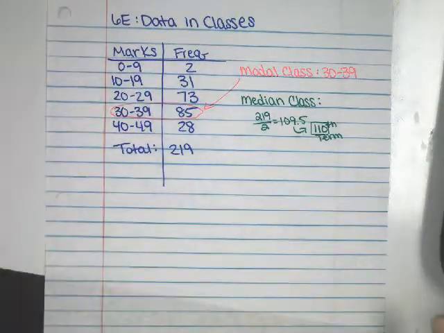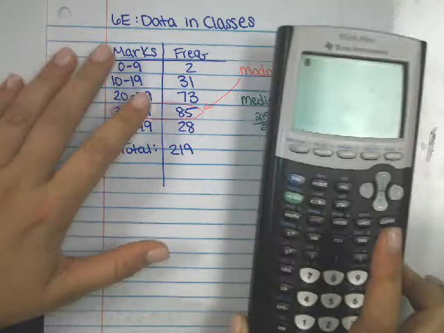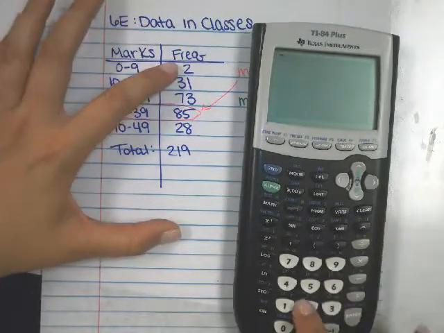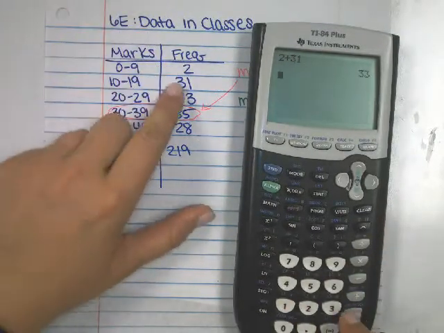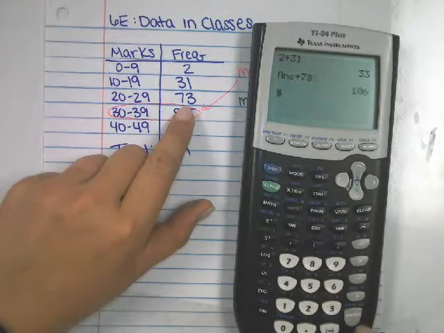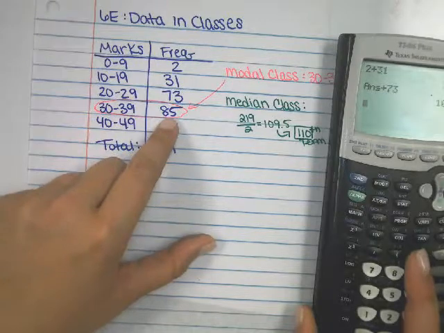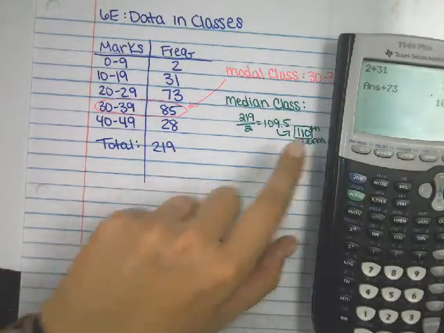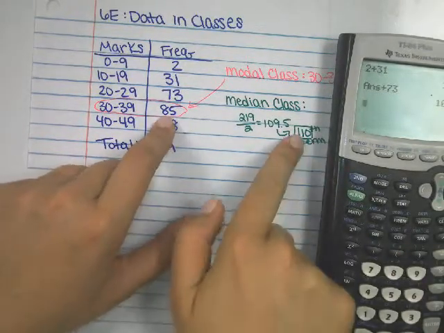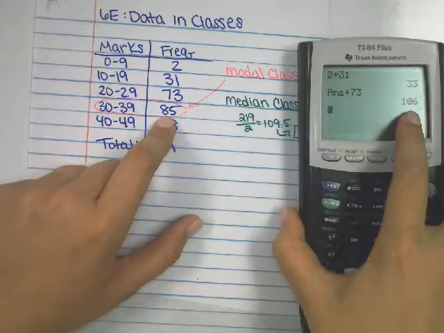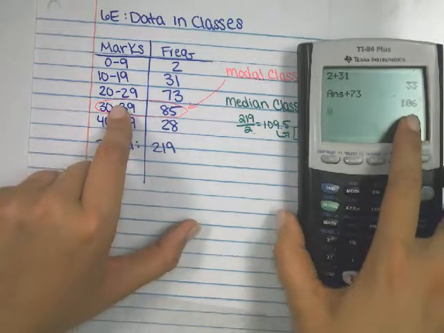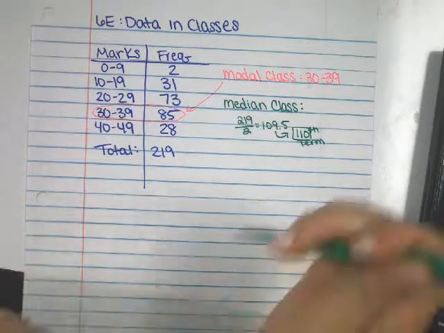So we have to kind of add our way through this data to get to the 110th term. So here's 2 data items. At this point, we're at 33. We add these guys on, we're at 106. Ooh, so right here, the rest, we're going to get 85 more. So once we get 4 more, we've reached our 110, and so it's going to be between 30 and 39.